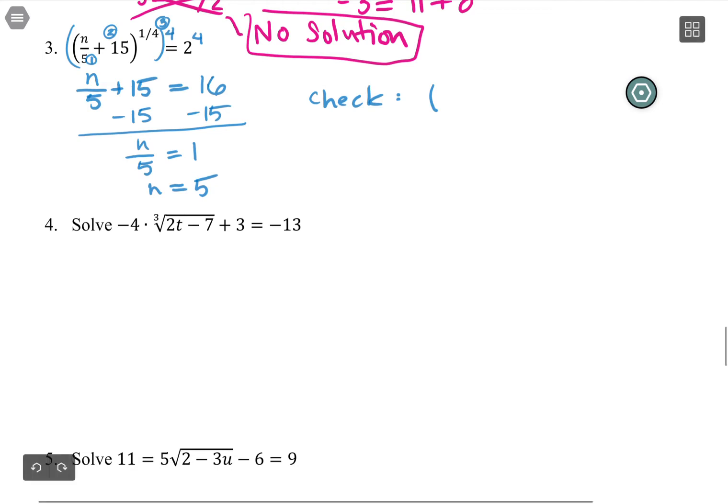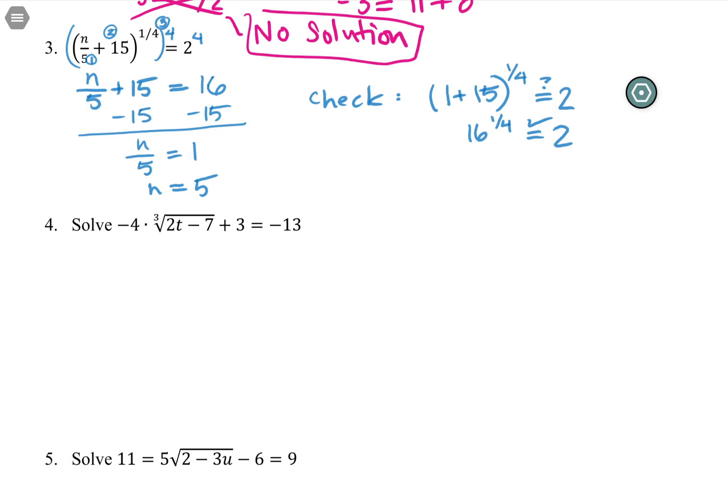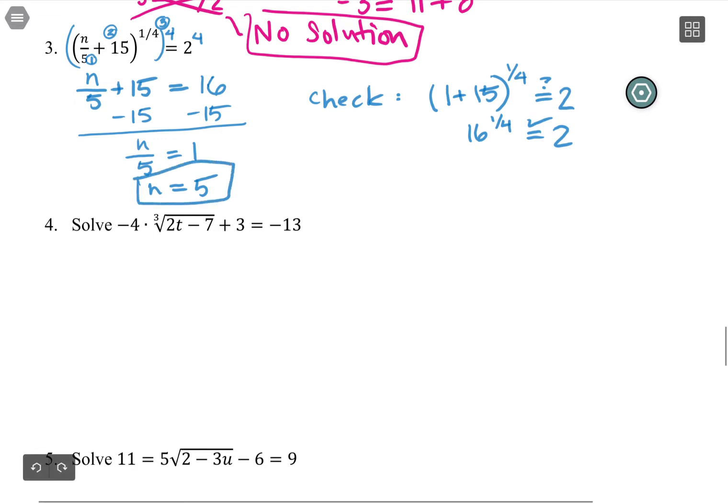Okay, so plugging in 5, we get 5 over 5, which is 1, plus 15 raised to the 1/4. Then we want to know, does that equal 2? 16 to the 1/4 does in fact equal 2. If you're still working on those roots, keep practicing. The fourth root of 16 is 2, because if you raise 2 to the 4th power, you get 16. So this is a great solution. We'll keep it.